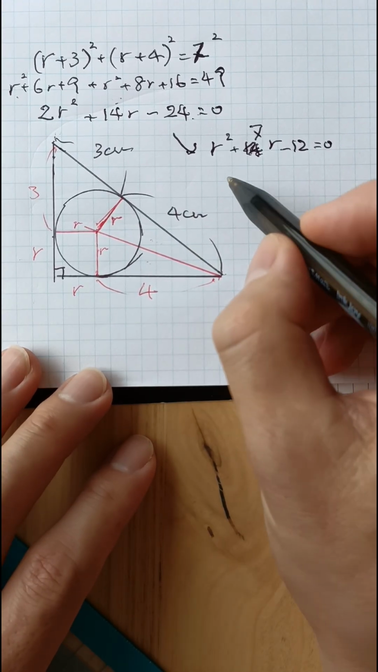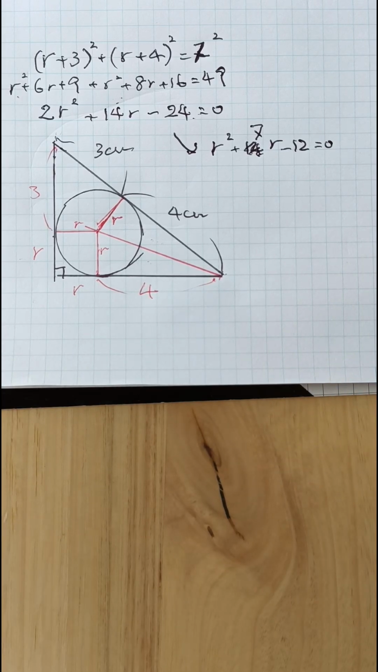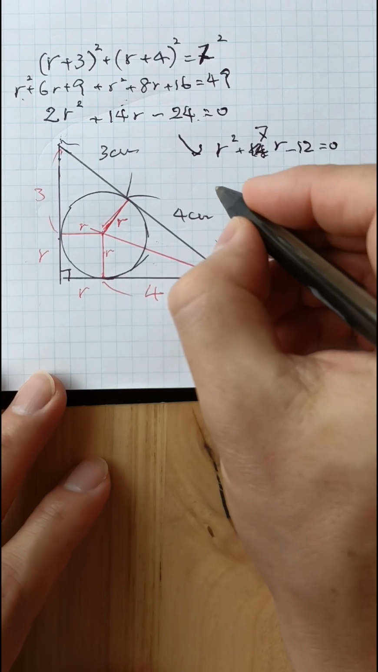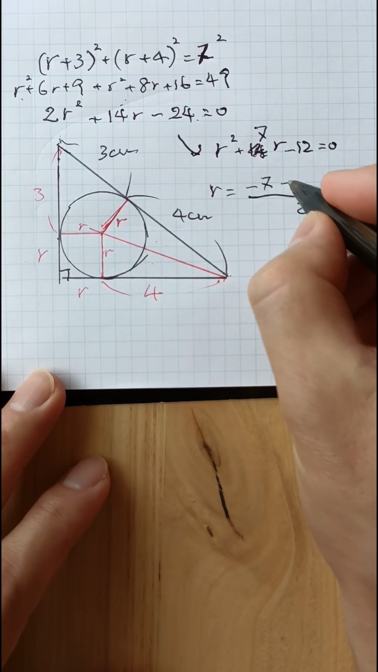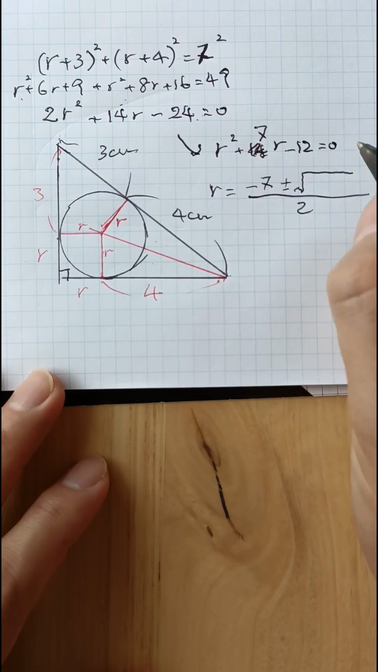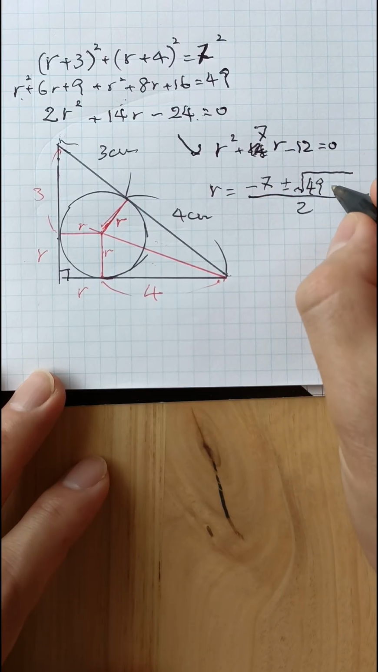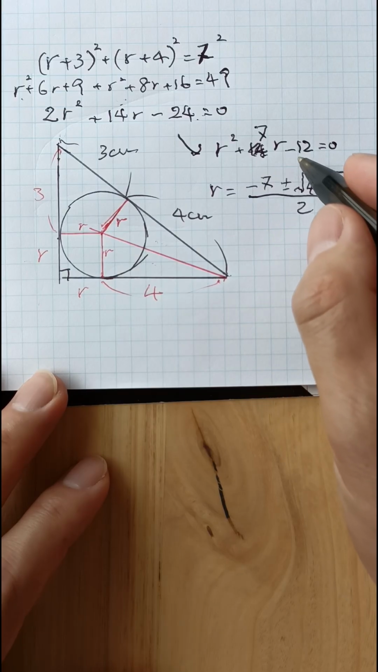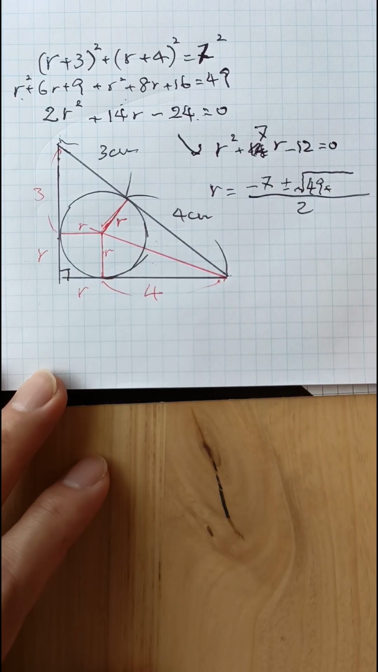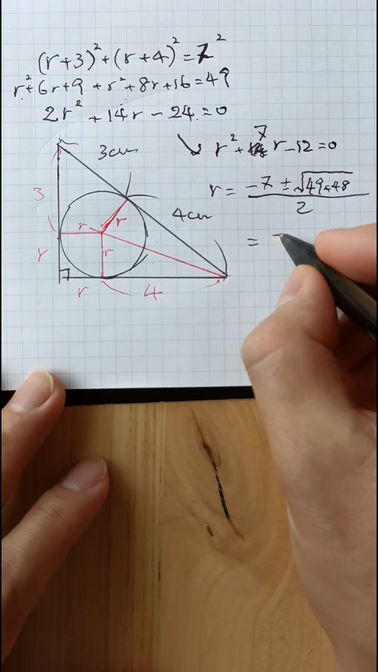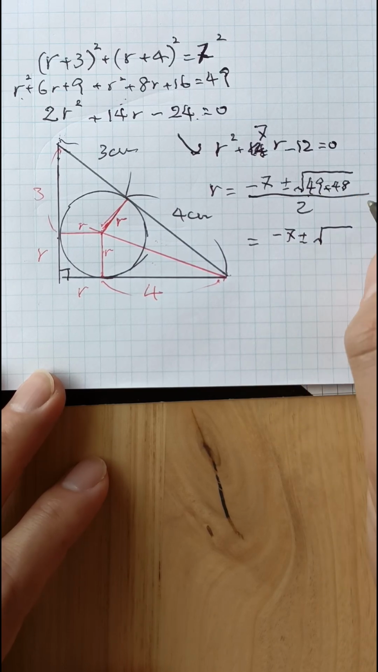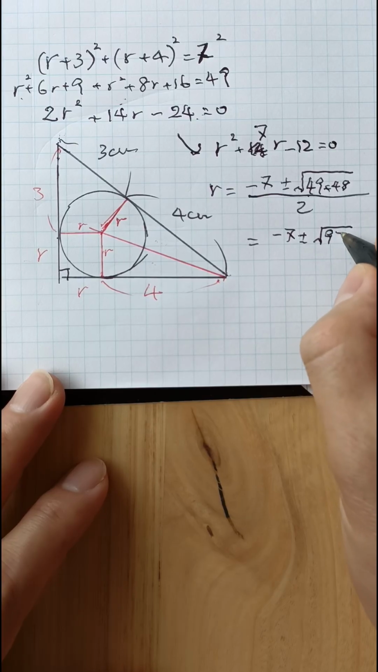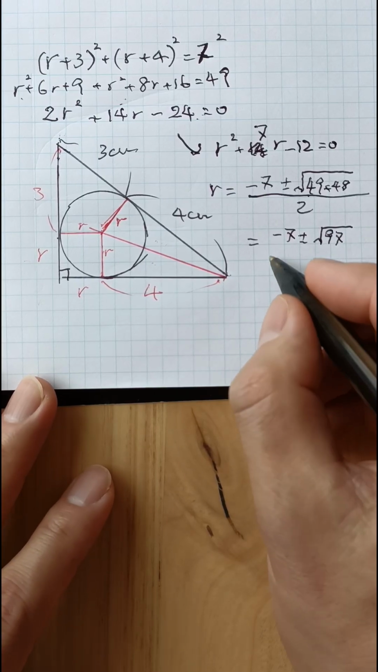And if you use the quadratic formula, you can find the answer for this one. R is negative 7 plus minus square root of 7 squared, 49, take away negative 4 times negative 12, which is 48, right? Then this one becomes negative 7 plus minus square root of 49 plus 48, which is 97, which is a prime number, so you can't simplify this square root.